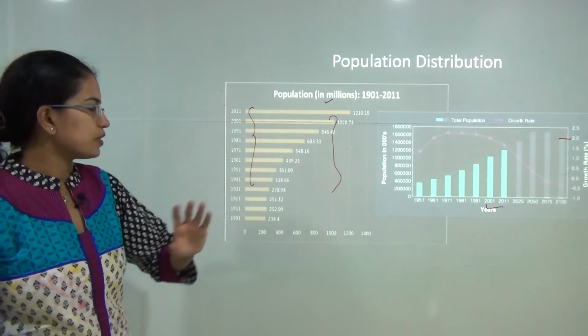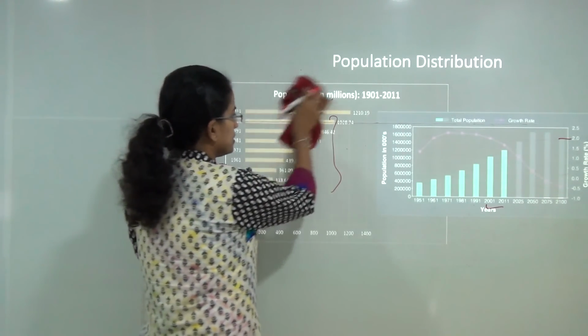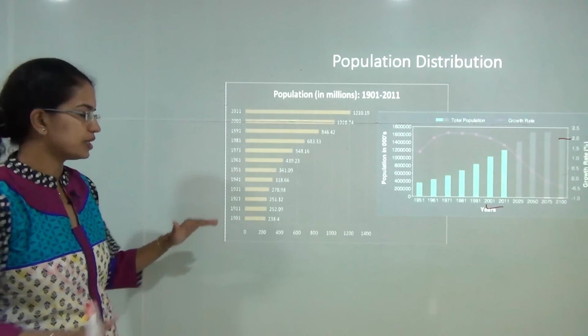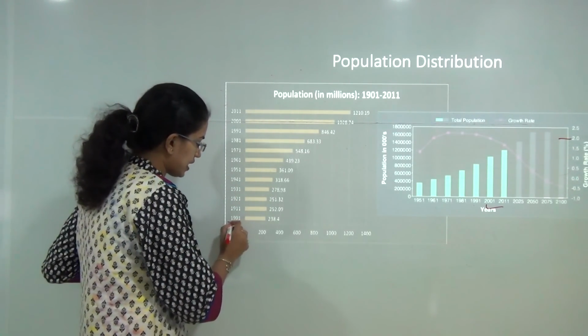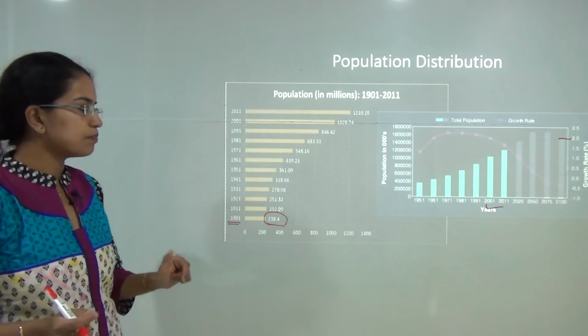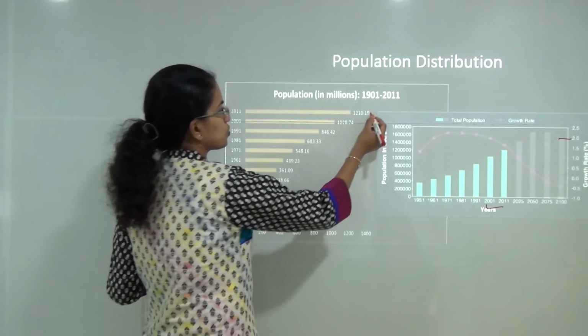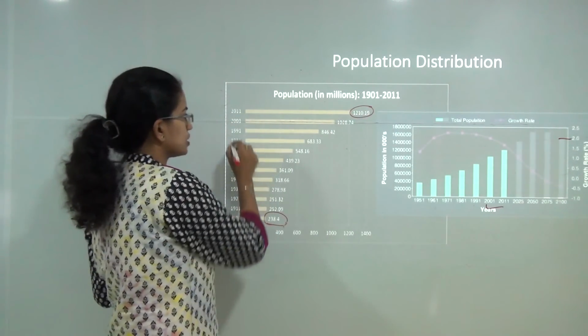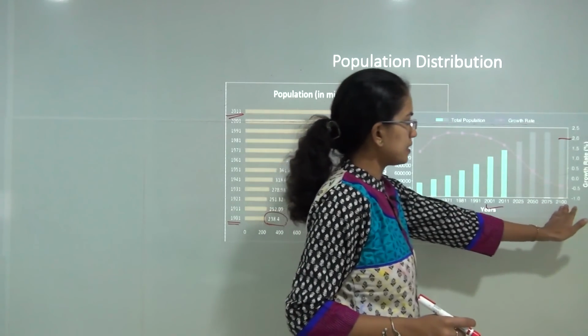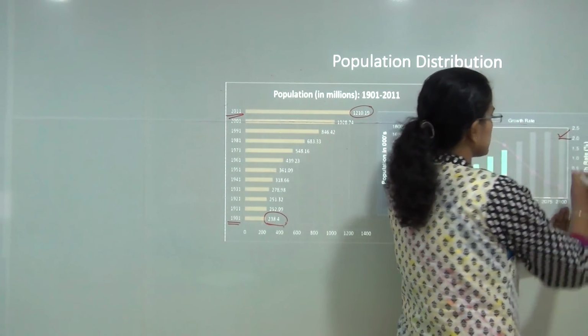Now if you see the demographics here, the first graph shows the changes, or I could say the absolute number of population growth. As you can see, in 1901 the population was merely 238 million, which increased to 1210 million in 2011. Now this is further expected to rise till 2100.